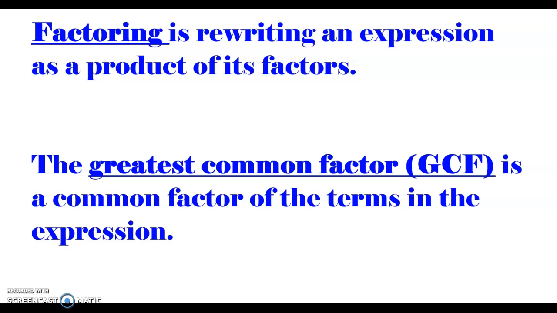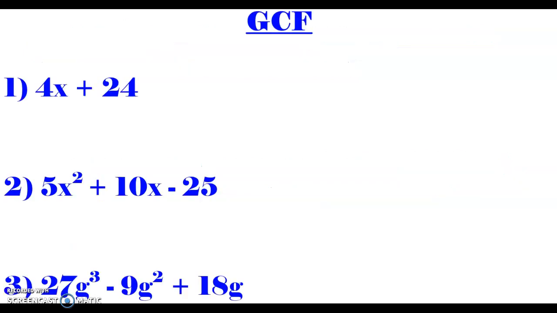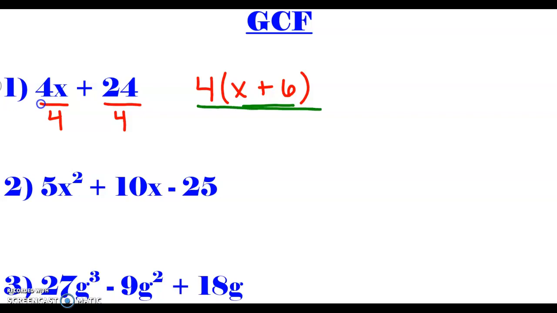So factoring is rewriting an expression as a product of its factors, and then we're going to use that to actually solve them here. So the greatest common factor is a common factor of the terms in the expression. So the largest thing you can take out of all the terms. So like here, we have two terms, 4x and 24. The largest number that goes into 4 and 24 would be 4. So then if you take 4 out of 4x, you're left with x. And out of 24, you're left with 6. And now you can see what's left inside, x plus 6. That only has a factor of 1. So this is fully factored.